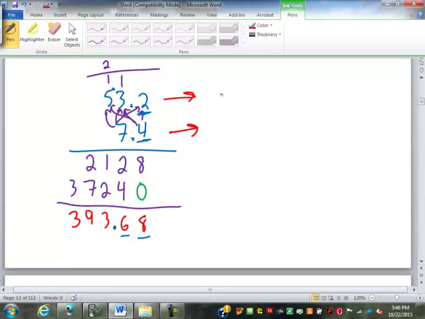So 53.2 would round to what? 50. 7.4? 7. Now some of you said 53. That's fine. It's just easier if I round it further. So 50 times 7 is about 350. So again, here, the only place that decimal point makes sense is there, 393. 39 wouldn't make sense. 3,000 would not make sense. 393 is the only thing that fits in with our estimate.